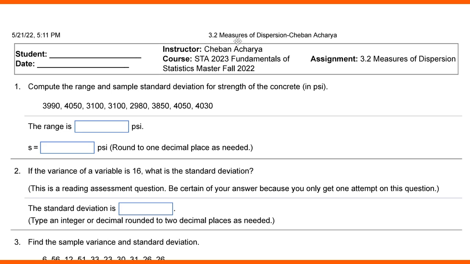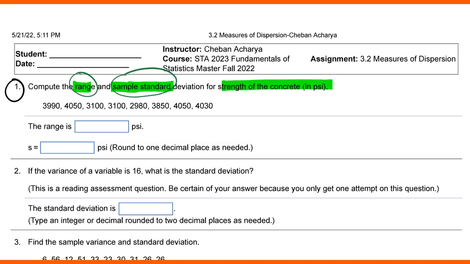The first question is: compute the range and the sample standard deviation of strength of concrete in PSI. Here the data set is given, strength of concrete. Some concrete has 3990 psi strength, other concrete has 4050 psi strength, and so on. This is the sample data. You have to find the range and the sample standard deviation.